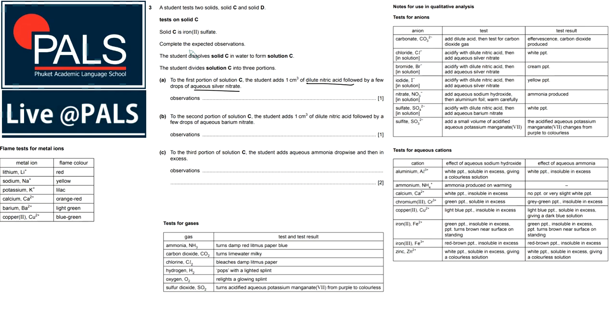in this case, we would see no change. So it's iron 2 sulfate, there's no bromide, iodide, or chloride in there. So we don't get any precipitate, no change, or maybe put this way, no precipitate.